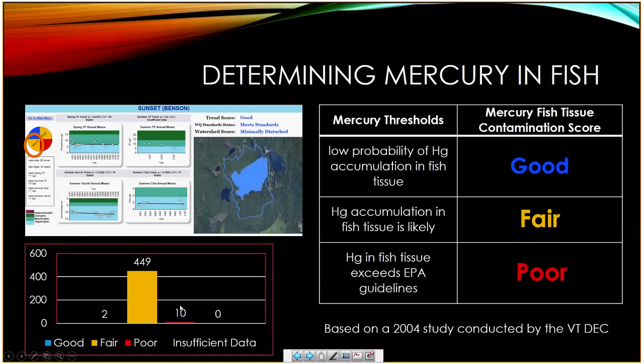We do have 10 lakes that we've tested the fish tissue and know that it does exceed EPA guidelines, but you can see that there's a large number of lakes in this category of those over 10 acres where the model suggests that mercury is accumulating or may accumulate in fish tissue, but we have not confirmed it by doing actual tests of fish.